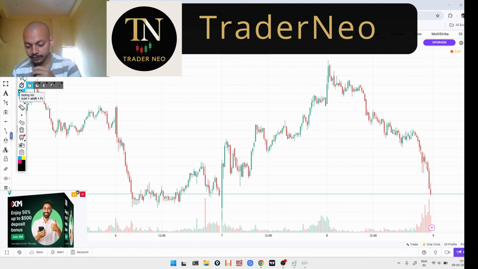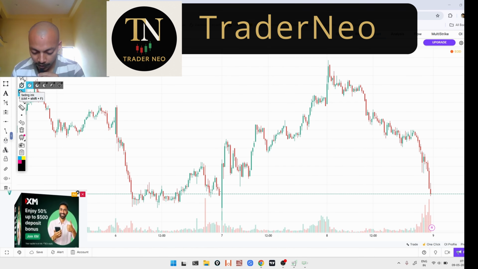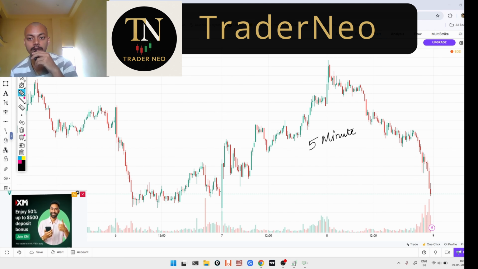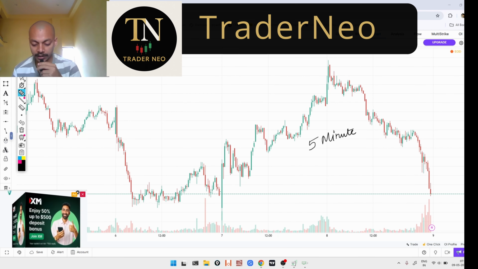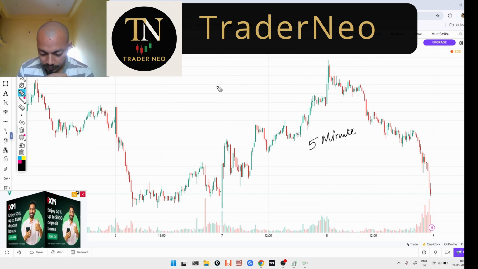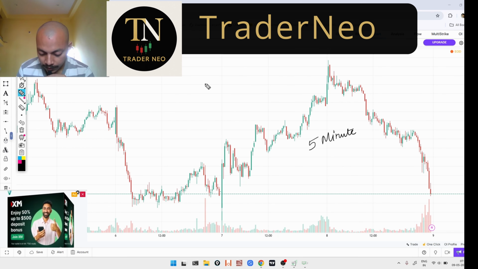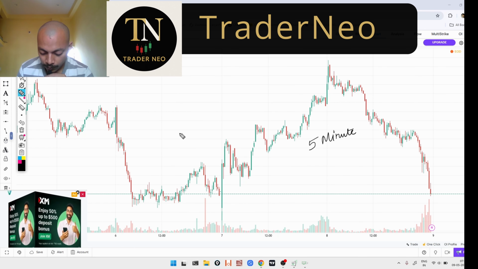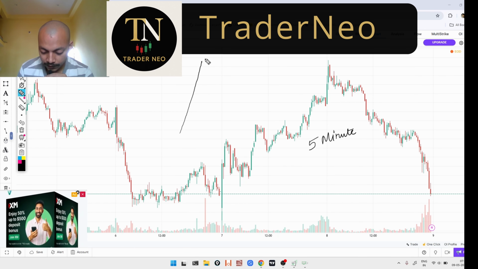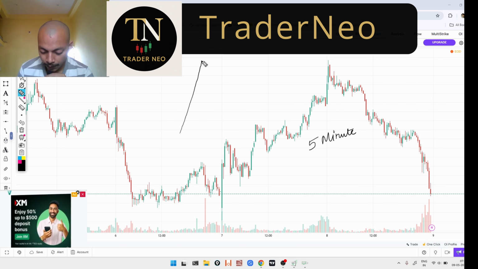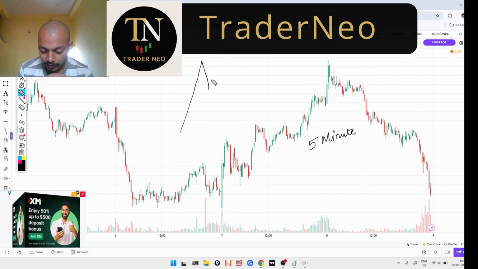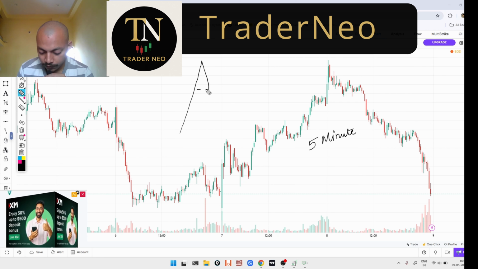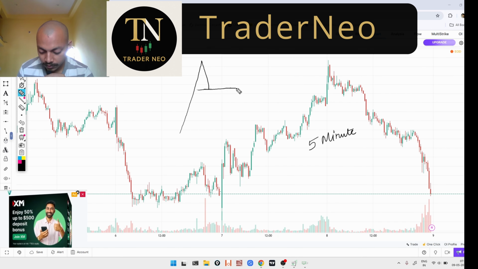On the screen, we can see a 5 minute chart of an instrument. This belongs to NSE, Indian market. So let's first see what a descending triangle is. A descending triangle occurs when price goes up, there it faces a resistance, and it comes slightly down where it finds a support.